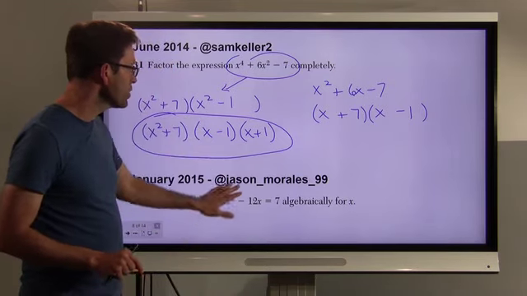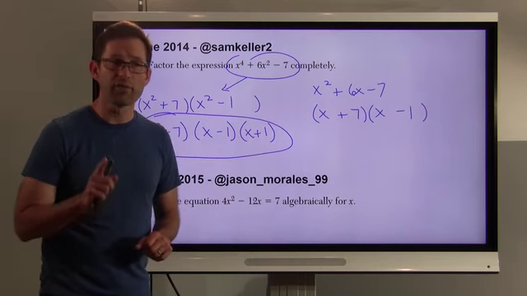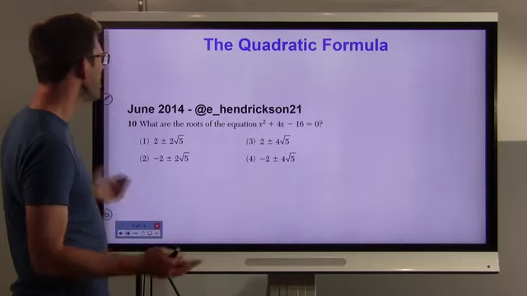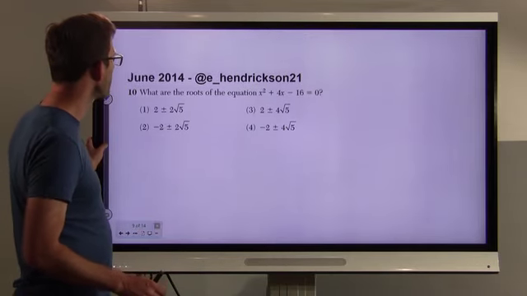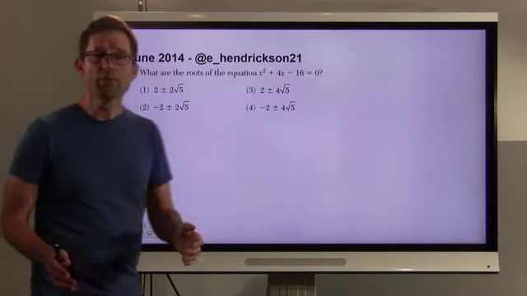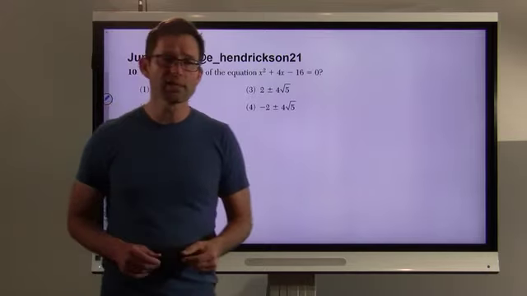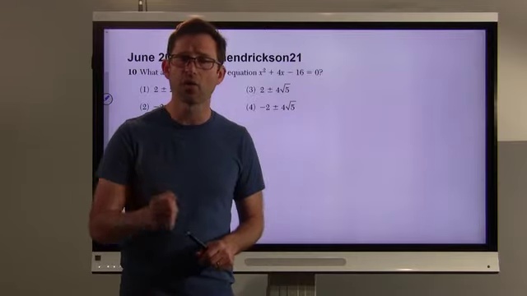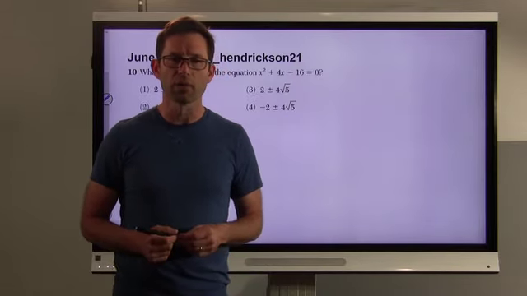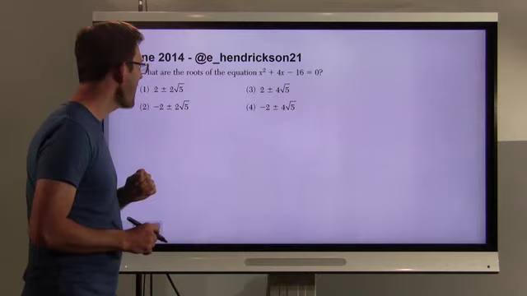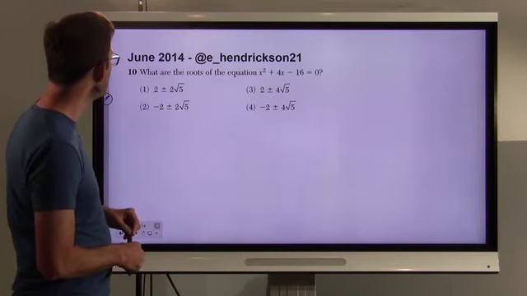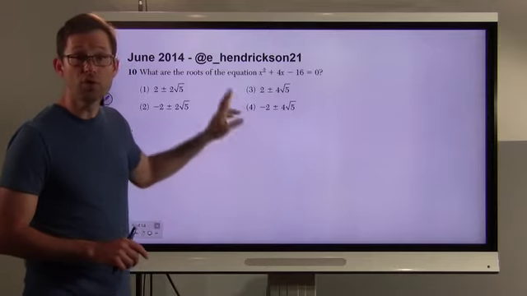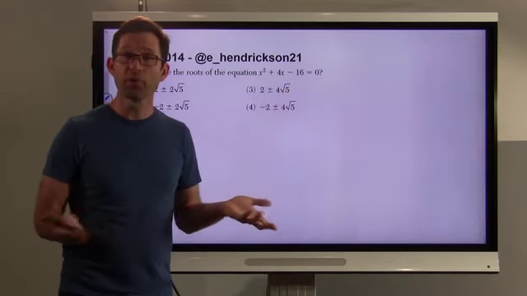We're going to come back to this one by Jason Morales, 99, if we have time for it. But we may not have time, because we got some other stuff to do. The quadratic formula, let's do the quadratic formula just once. Strangely enough, well, maybe it wasn't that strange, not that many people asked about the quadratic formula. And maybe that's because it's just a plug and chug kind of thing. You just crank through it. But let's take a look at this particular problem. So at E. Hendrickson, 21 asks about the quadratic formula. What are the roots to this equation? And again, you could totally do this particular problem with completing the square.